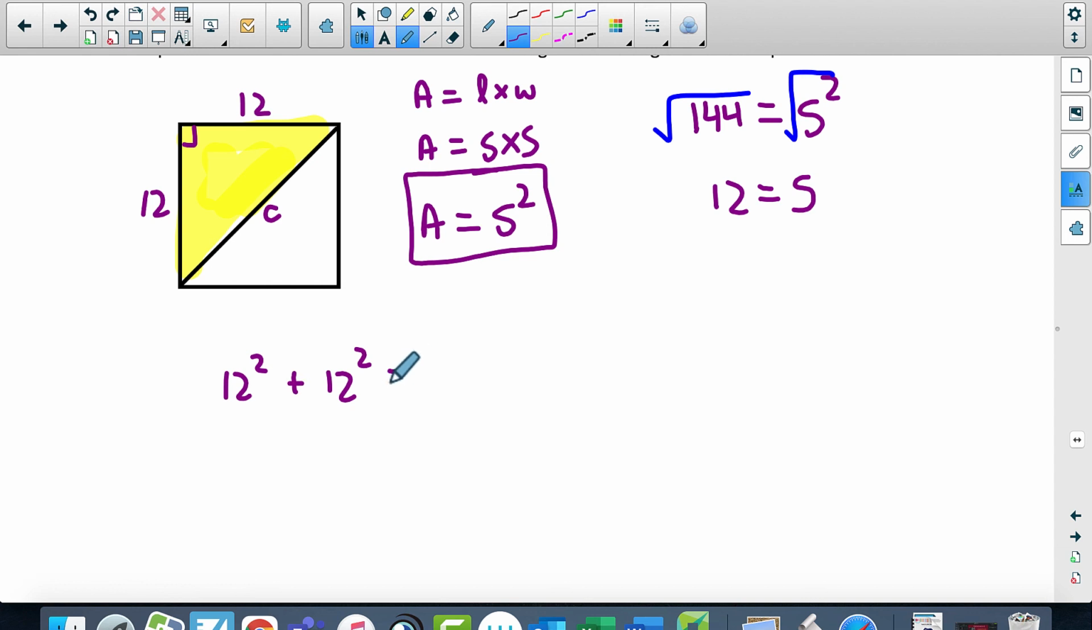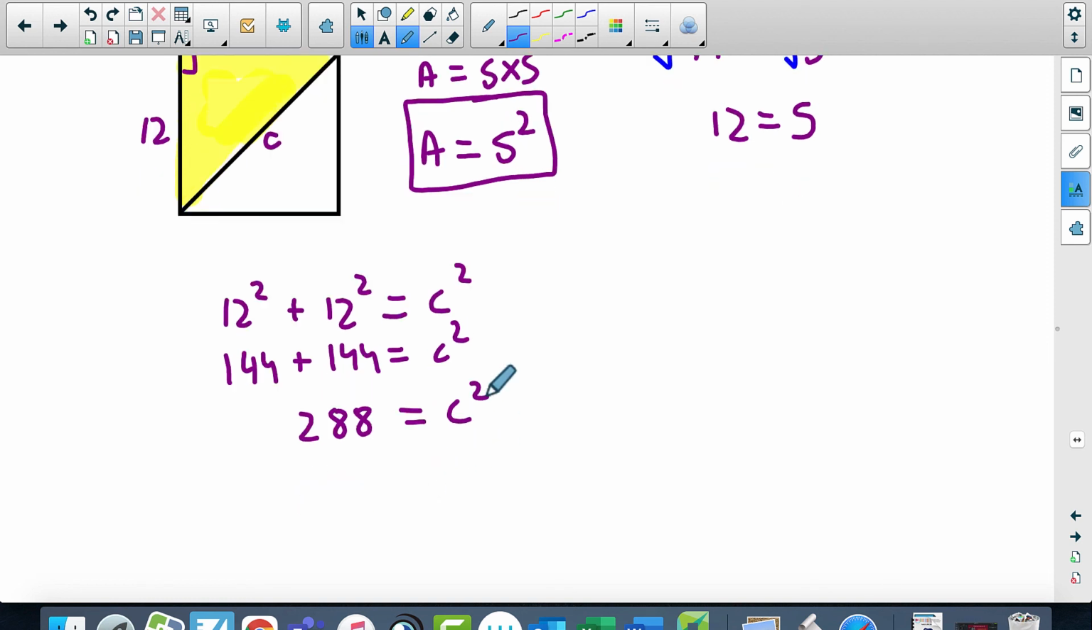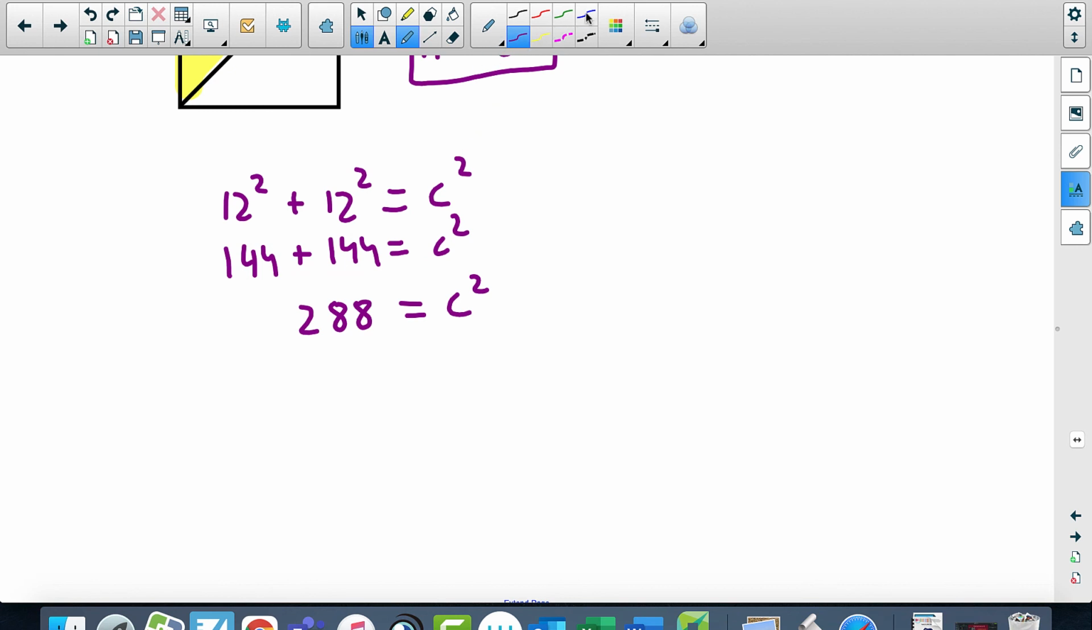So 12 squared plus 12 squared equals c squared. 12 squared is 12 times 12, which is 144. So obviously, if we do it again, it's another 144, and it equals c squared. Add those up, and you get 288 equals c squared. And then the last step, whenever we do the Pythagorean theorem, is to take the square root. So we've got to take the square root of 288. And you get 16.97. Actually, it rounds to 17. So I'm going to put that.